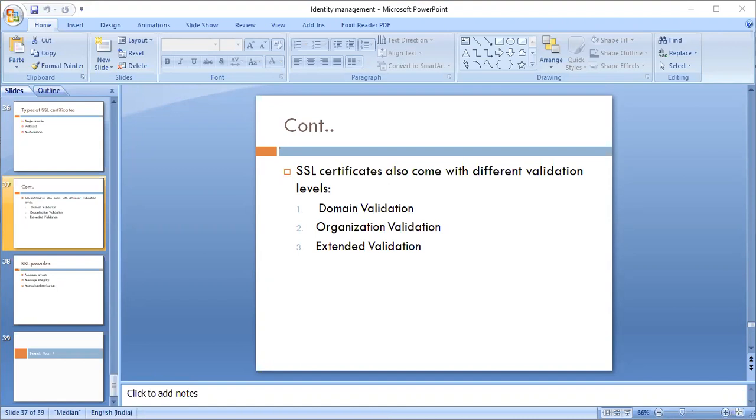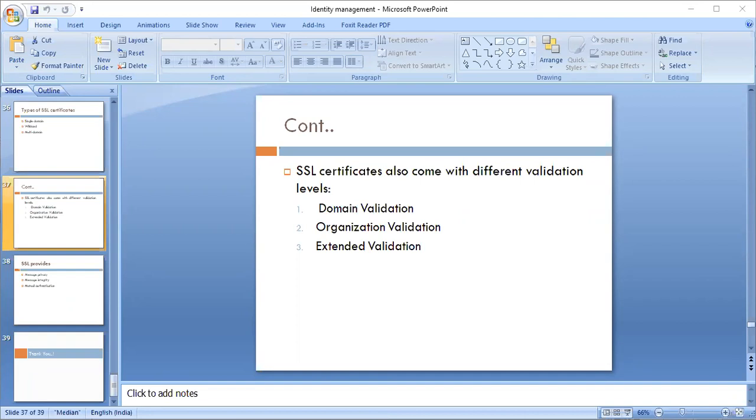The second category of SSL certificate on the basis of validation level is organizational validation, and this is a more hands-on process. This is most widely used and adopted, and the organization directly contacts the person or business requesting the certificate. These certificates are more trustworthy for users.